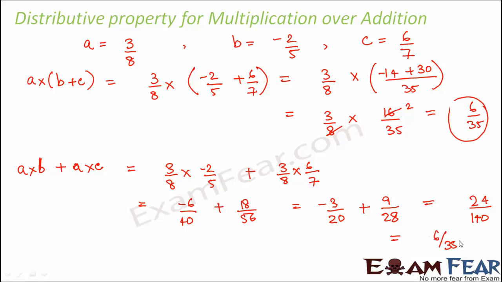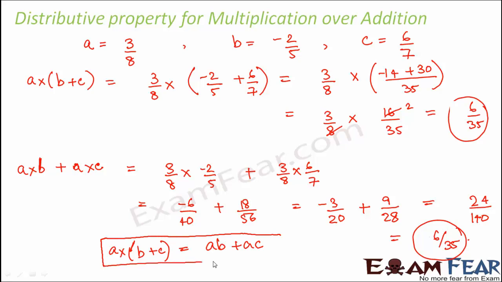So this will come out as 24 by 140 by taking the LCM, and this comes out to be minus 6 by 35. So what do we see? The two values are equal. Therefore, we can say that a into b plus c is equal to ab plus ac. So this is the distributive property of multiplication over addition.